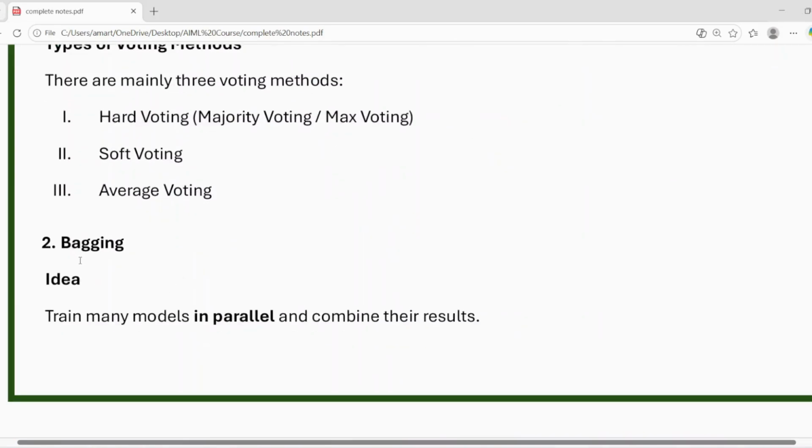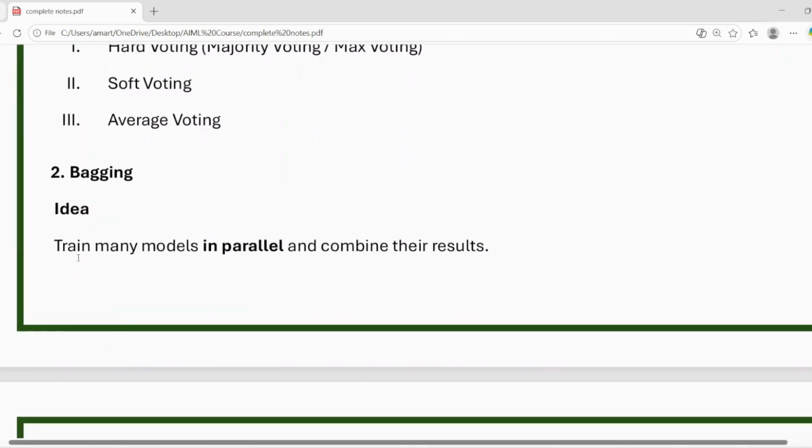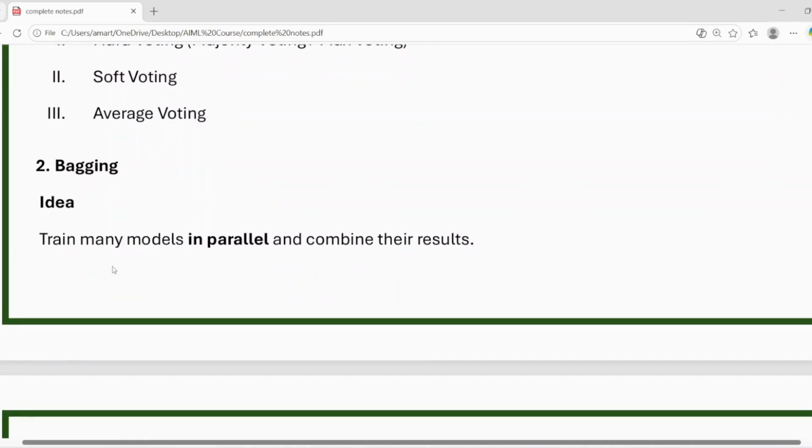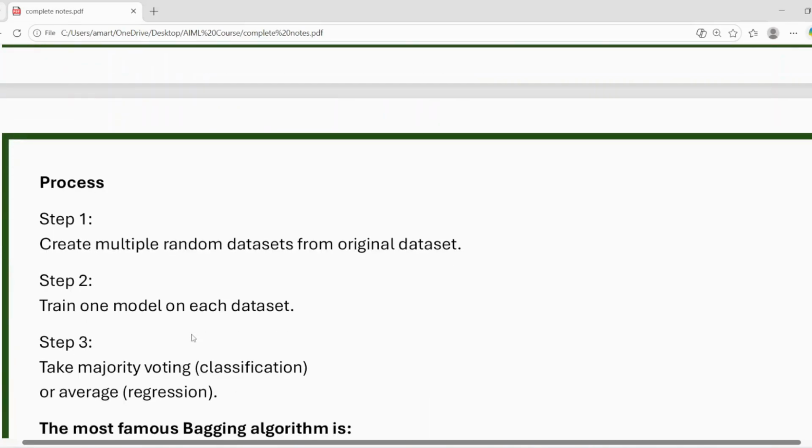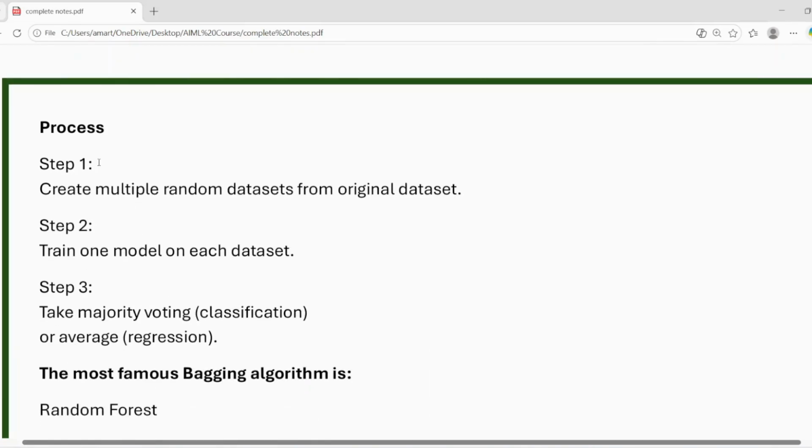Okay. So the second one is bagging. The idea behind bagging is to train many models in parallel and combine their results. Okay. So let's understand its process. Step one, create multiple random data sets from the original data set. It means you will have an original data set and it will create multiple random data sets from that original data set. Then the second step is to train one model on each data set.